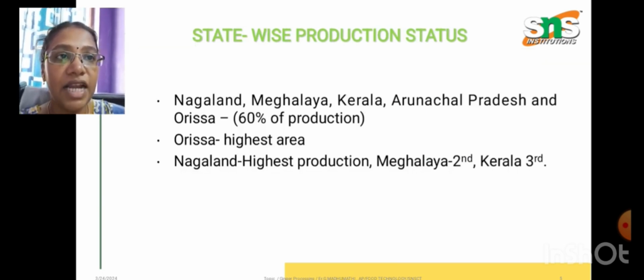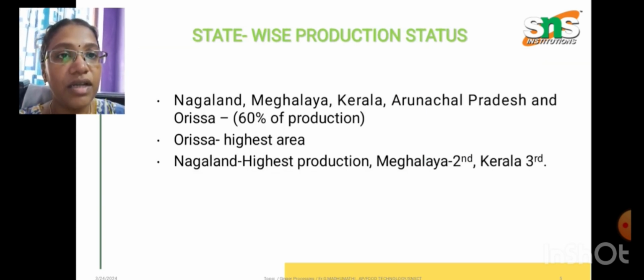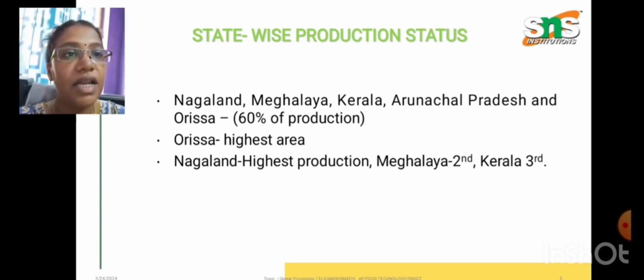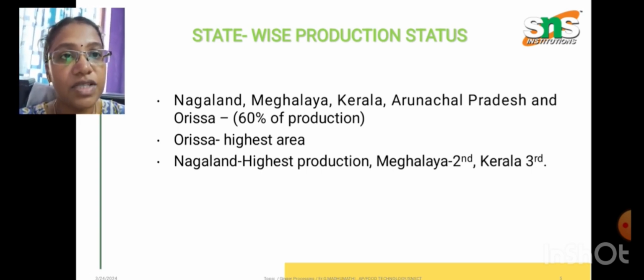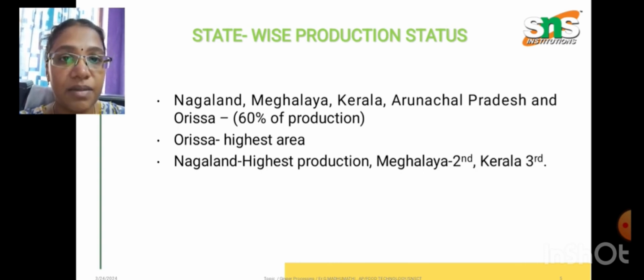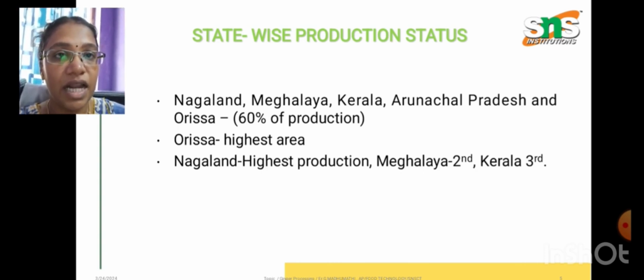And looking at the state-wise production status, Nagaland, Meghalaya, Kerala, Arunachal Pradesh and Orissa give a maximum of 60% of production. Orissa has the highest area among them, Meghalaya stands in second place and Kerala third.